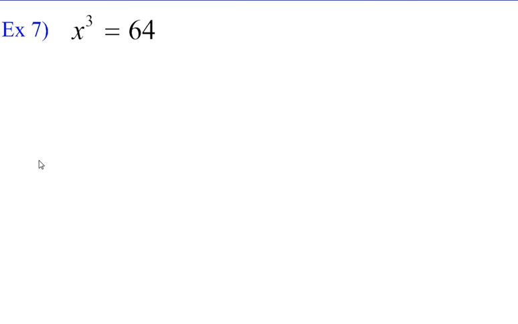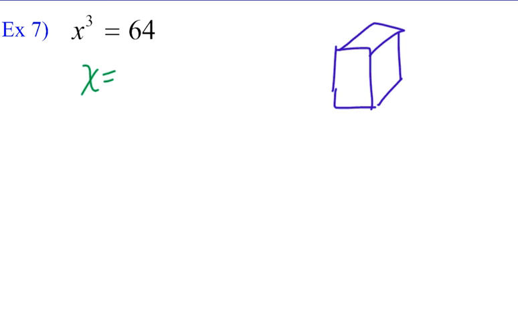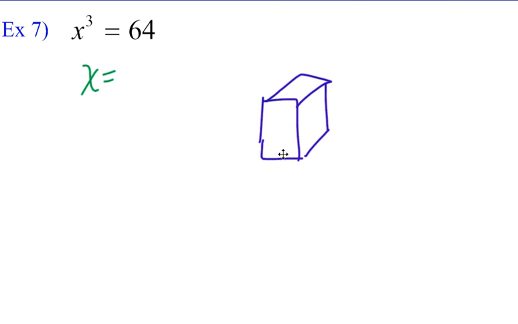So one last time, here we have x cubed equals 64. So they're wanting to know, if I had a three-dimensional cube and I drew it here, which I'm not very good at drawing, but I'm going to do it. I'm going to draw that three-dimensional cube. Okay, and if I draw this three-dimensional cube and putting it together, how long is a side? So we have to think about it, that we are talking about the cube root of 64. That's what we're looking for.